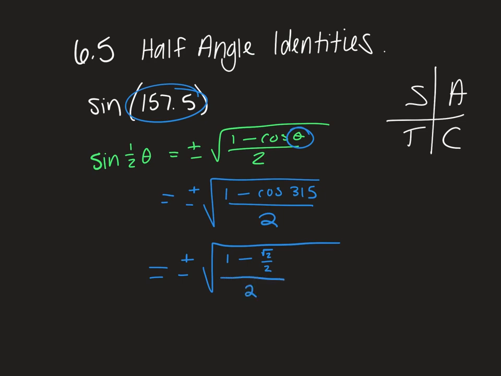Okay, so we have 1 minus the square root of 2 over 2, over 2, and all of that is in a square root. Isn't it so pretty? It makes me happy. The square root of 1 minus the square root of 2 over 2, over 2.